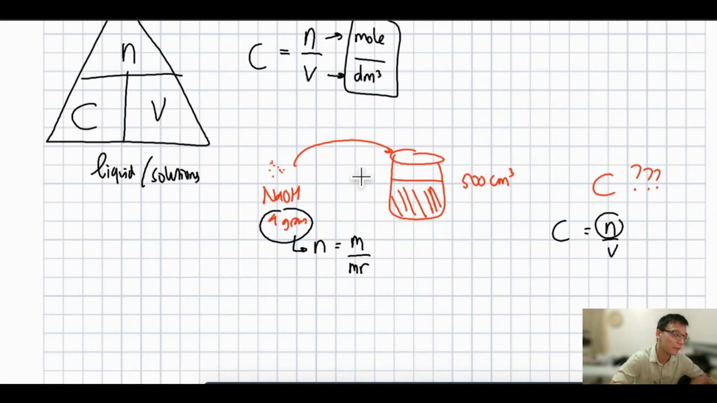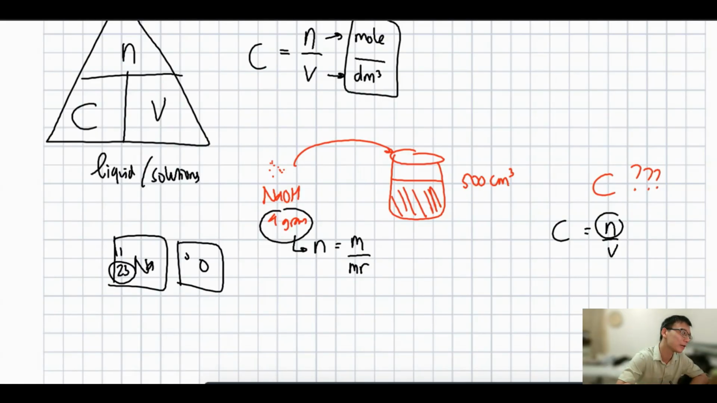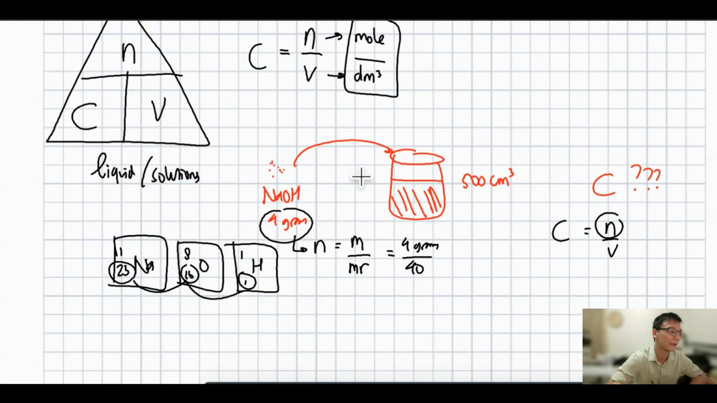So mass over Mr. Sodium is actually 23, guys. Oxygen 16, hydrogen 1. So combined, the Mr will be 40, while the mass is 4 gram. So the mole would be 0.1 mole.